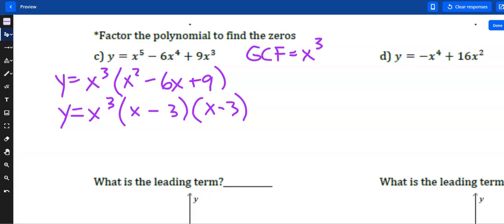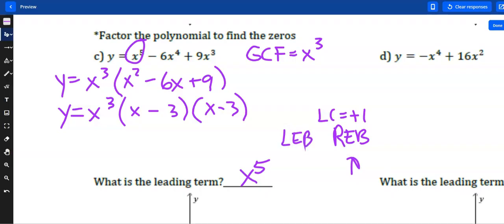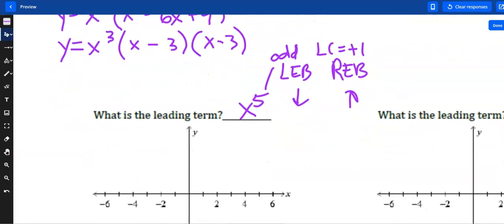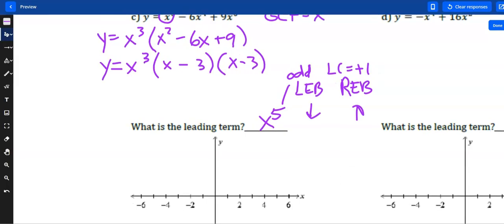We already know the leading term was x to the 5th because we had that at the very beginning. We didn't have to multiply anything together. They gave that to us. Now we know our right-hand behavior, right? Right-hand behavior, because the leading coefficient equals +1, so that's up. We know our left-hand behavior because of the odd degree, right? Odd means opposite. So you've got to know what the right-hand behavior is before you can tell me the left-hand behavior.